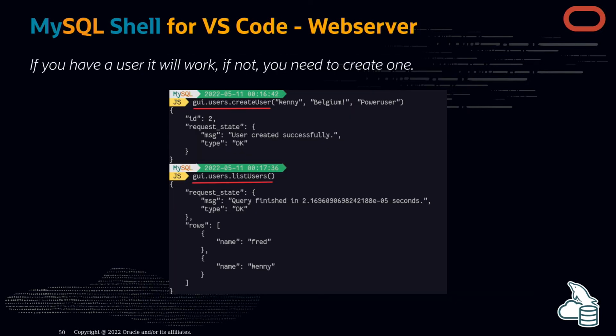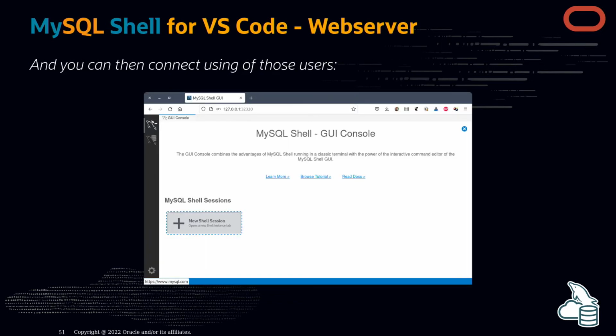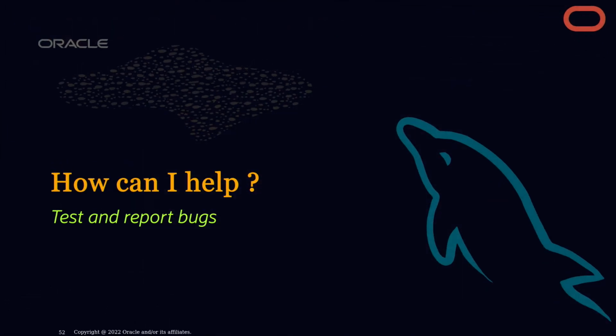Because I wanted to really connect to it, I checked a bit what that extension is, and you can create a user. So you create a user, like here, create user Kenny with password Belgium. It's a power user. Then I can list the user, right? And you can connect with that user, and this is what you have. So it looks exactly like what you have in Visual Studio Code, but on a web server. So this is a bit of the magic of how it works.